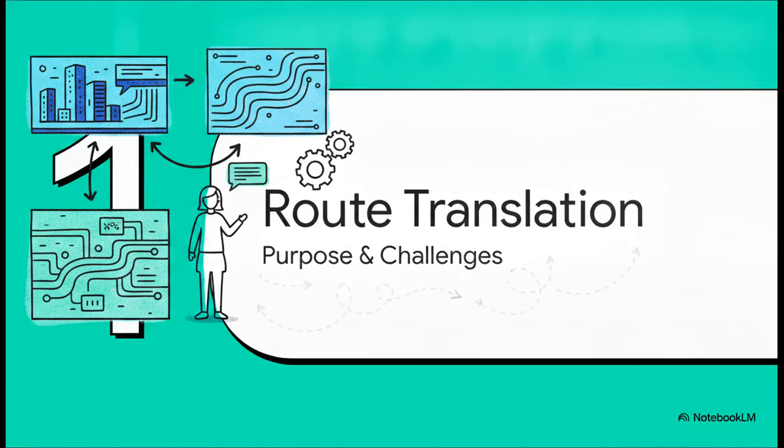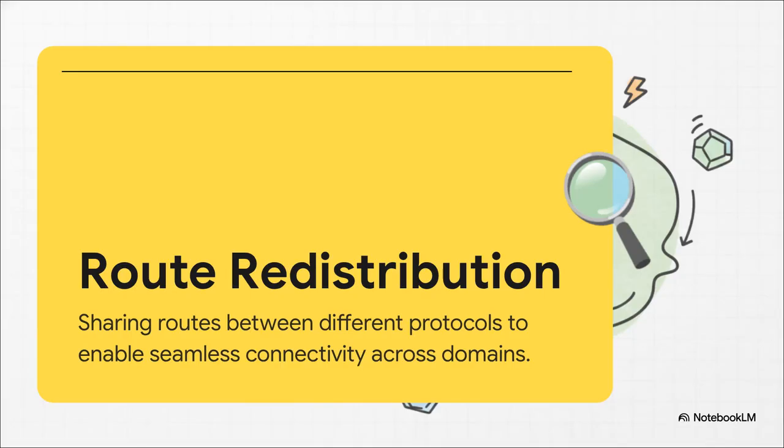All right, Section 1, translating between routing domains, focusing on the purpose and the challenges. So, think of route redistribution as a highly skilled translator standing right at the border of two merging networks. It's the process of grabbing routes learned from one protocol, like that internal EIGRP network we just talked about, and seamlessly injecting them into another, like the OSPF branch. When you configure this correctly on a boundary router, it enables flawless end-to-end connectivity across completely different administrative domains. It's a real game changer.